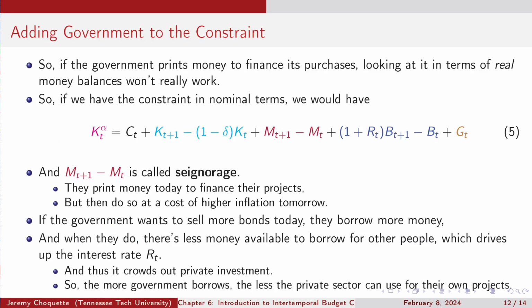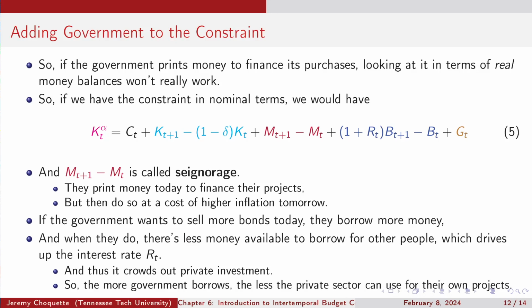And we're going to learn a little bit about this when we start some business cycle theory, but it's what's known as crowding out, where essentially the government comes in and spends a bunch of money, and when they do, they're spending resources that are no longer available for use within the private sector. Because again, everything is subject to constraints. So if the government wants to print money to finance their purchases, looking at it in terms of real money balances maybe isn't the best way to go.